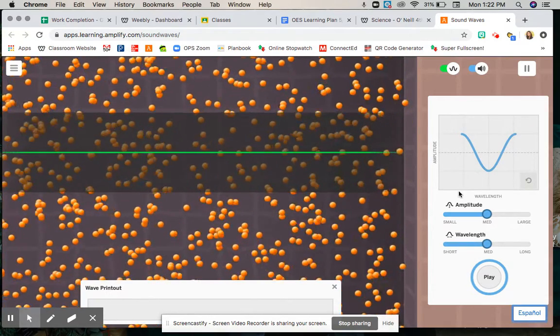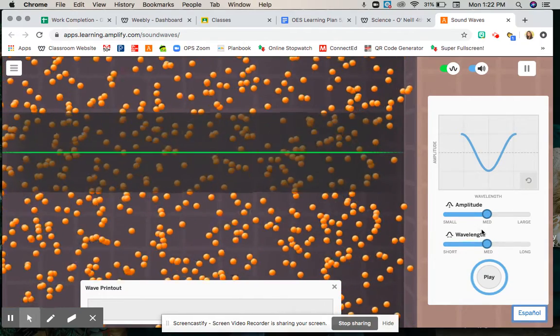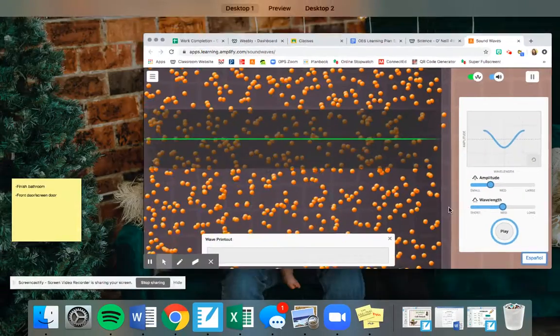So I don't have the instruments anymore. Instead, I have this wave. And remember, I don't want to mess with wavelength today. I just want to look at amplitude. So let's look back at our directions.